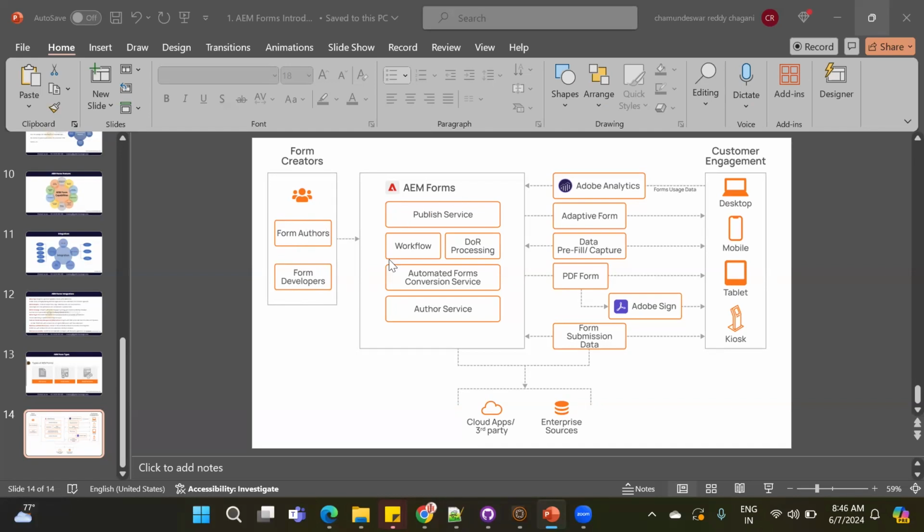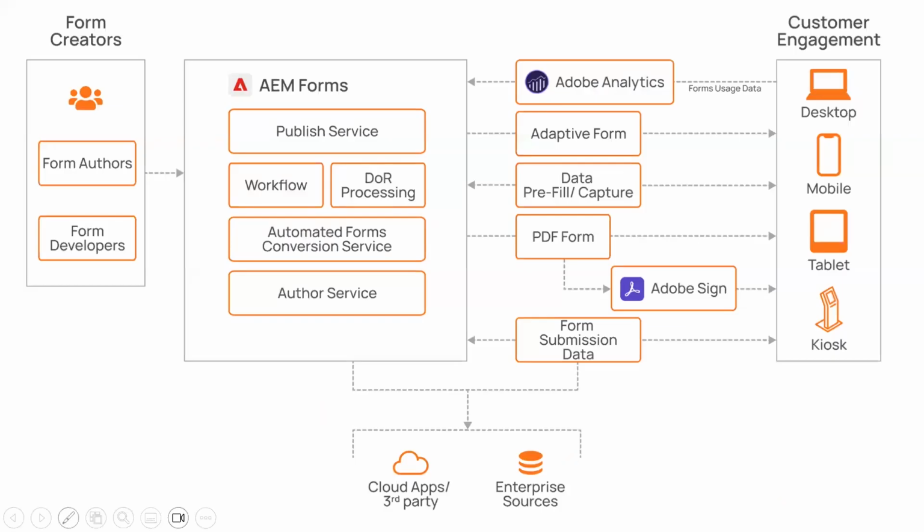Inside AEM Forms, these are the different services: publish services, workflows, DoR or document of record, automated form conversion services, and author services. Once you build the form and activate it to the publish server, the end user can access this form by using any device, either desktop or mobile or tablet.